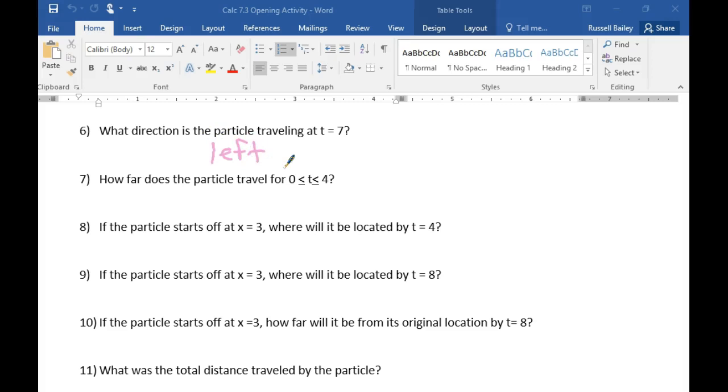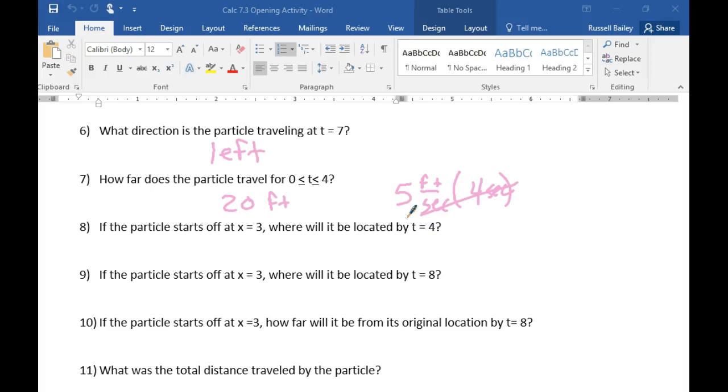How far does the particle travel from 0 to 4? Now, how do we get 20? I saw the graph. So we're traveling on that interval from 0 to 4. What's my speed? 5 feet per second. And how many seconds are we doing that for? The seconds cancel, and I'm left with 20 feet traveled in that time period, right?